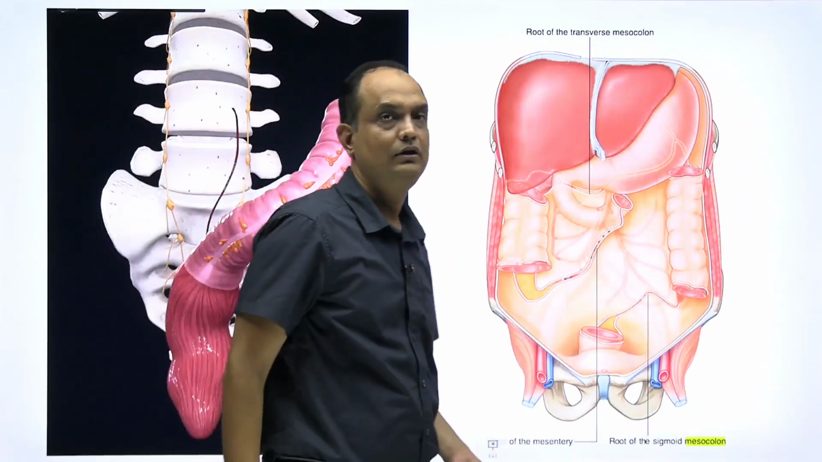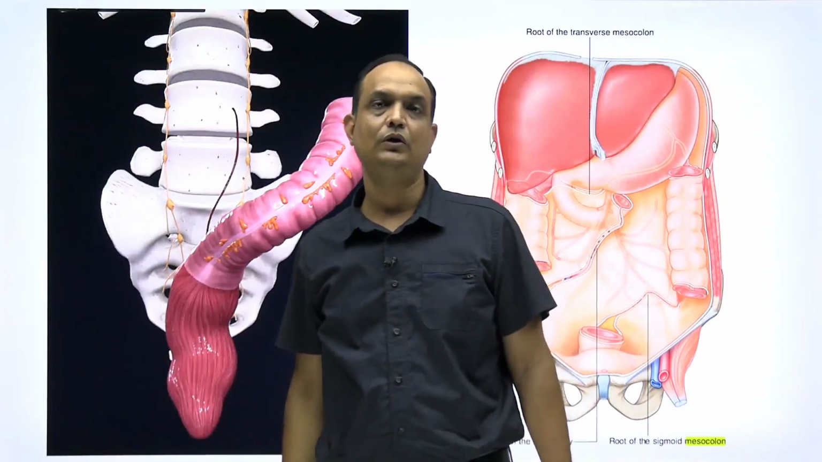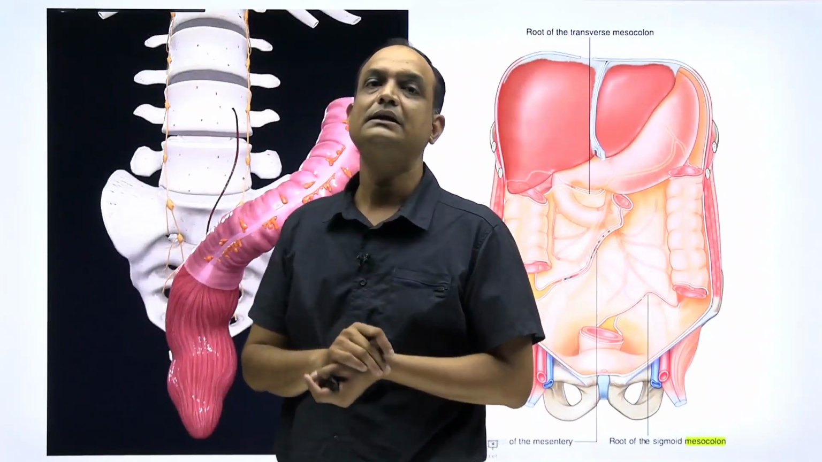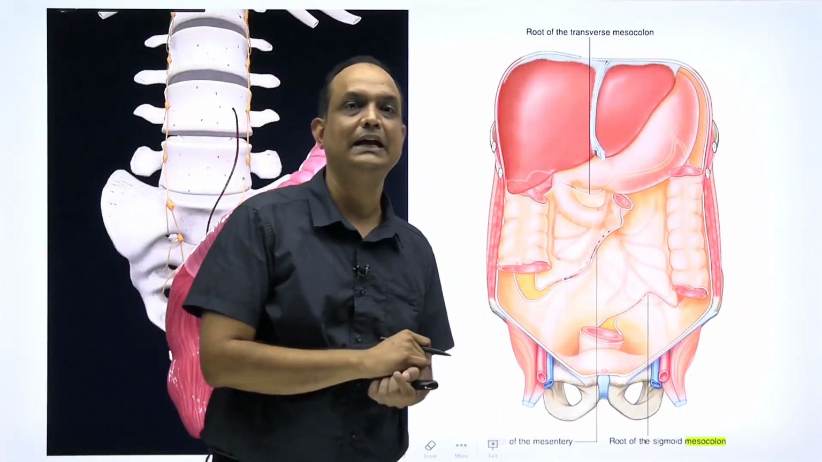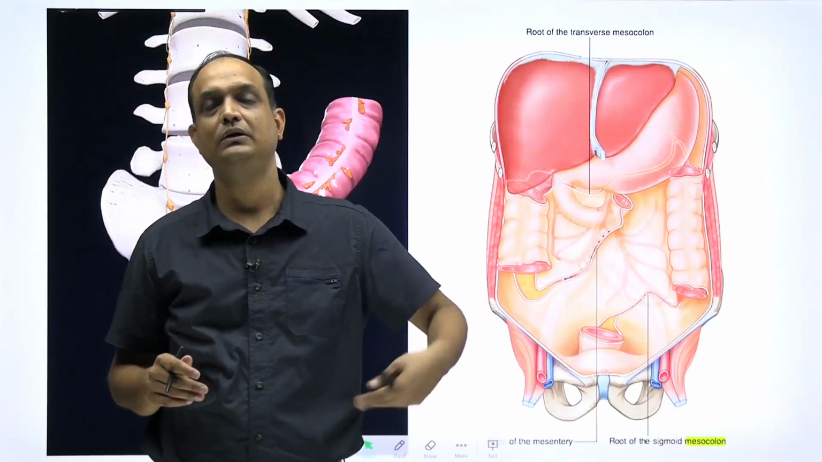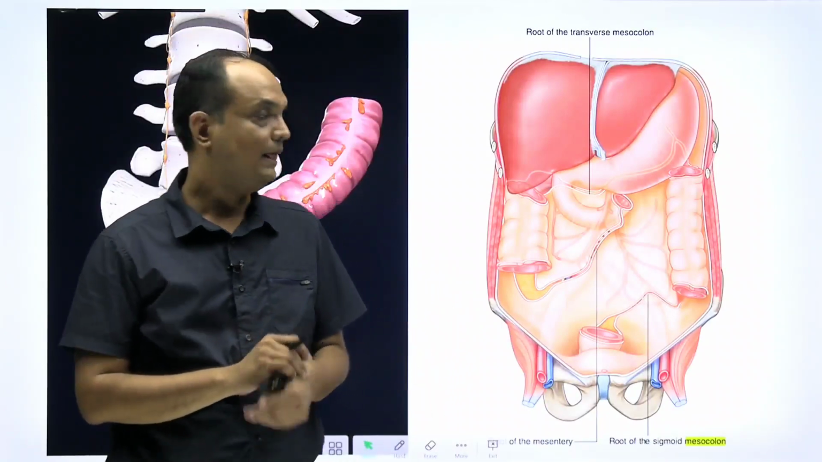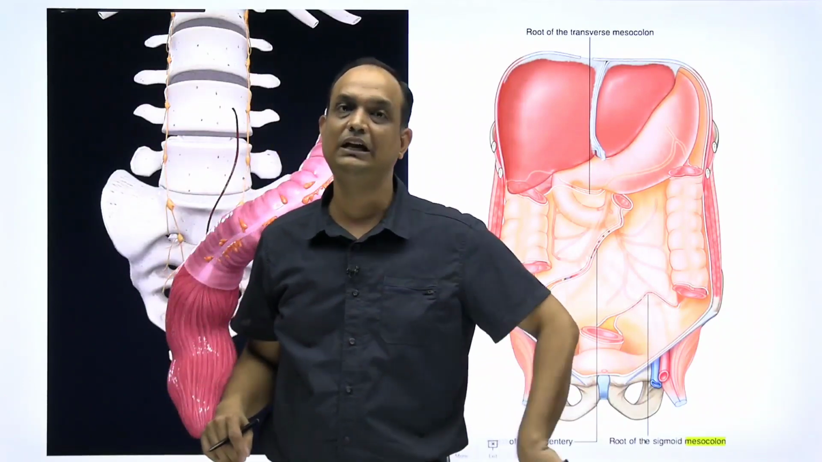Now here you have to understand the attachment of the mesocolon. Now what is the mesocolon? It is a mesentery or anchoring fold. With the help of that anchoring fold, your sigmoid mesocolon moves freely into the lower part. So you know that the sigmoid mesocolon is present on the left side.